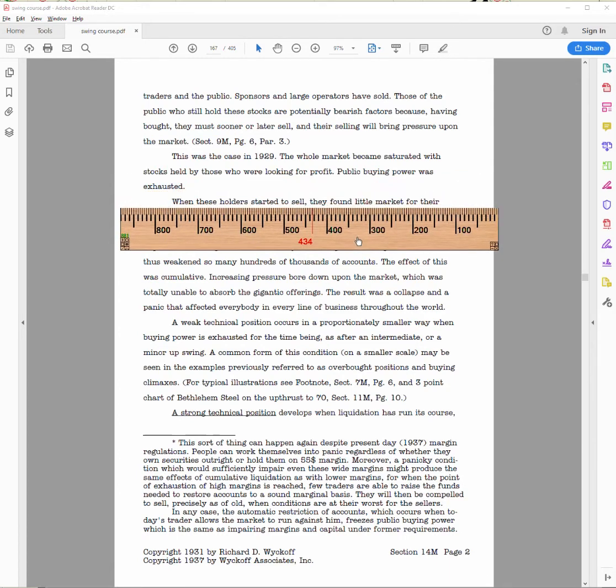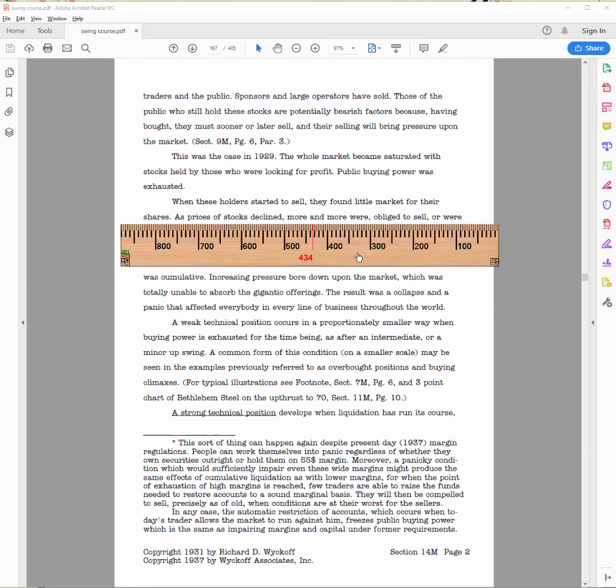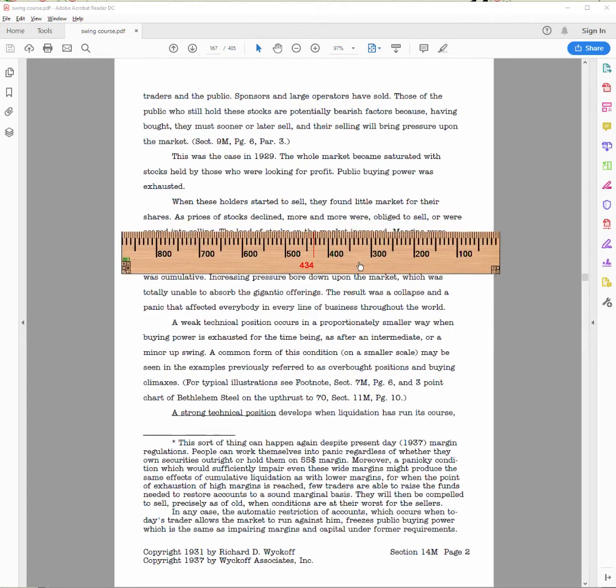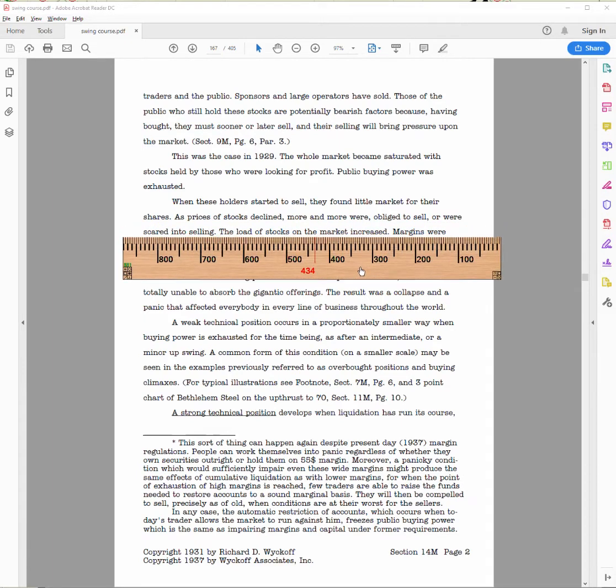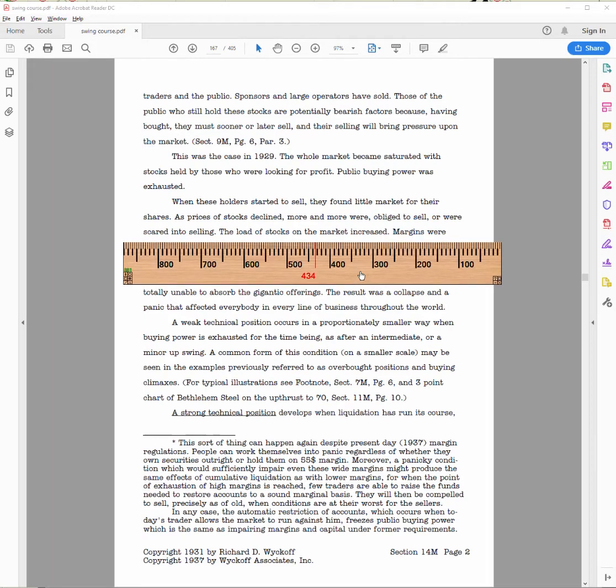When those holders started to sell, they found little market for their shares. As prices of stocks declined, more and more were obliged to sell or were scared into selling. So the thing is, you have to identify exhaustion, and you won't really know exhaustion until additional attempts are made. The lack of volume and lack of pressure on those additional attempts will identify that the prior attempt was exhaustion.